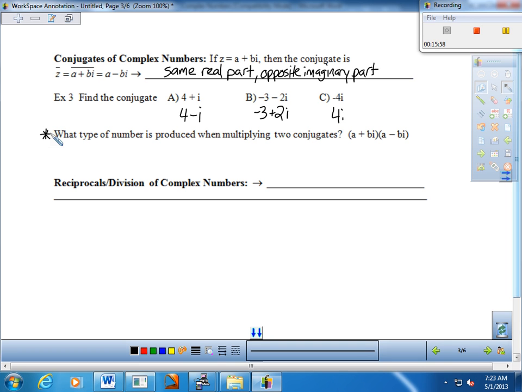So it says on your paper, what type of number is produced when multiplying two conjugates? So what if I did have something like this? And think of any two numbers that you can put in for a and b. What if I asked you to multiply those two conjugates together? What type of number would you end up getting? You would, of course, FOIL. And you would do a times a, of course, and get that. And you would do the outside and the inside. And those are the two pieces that give us the imaginary part of the complex number. What happens when you do that?